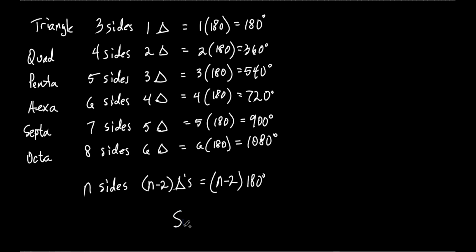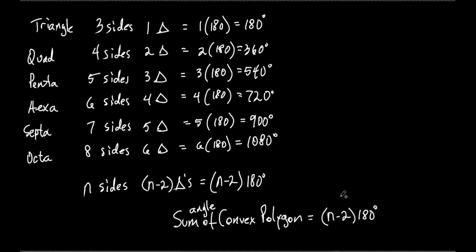So here's what the formula basically says. The sum of the angles of any convex polygon is equal to what? N minus 2. The angle sum. The sum of the angles. If you want to put angle in front of sum, that's fine. Or the sum of the angles of a convex polygon is n minus 2 times 180 degrees. That is the formula that you need to know.